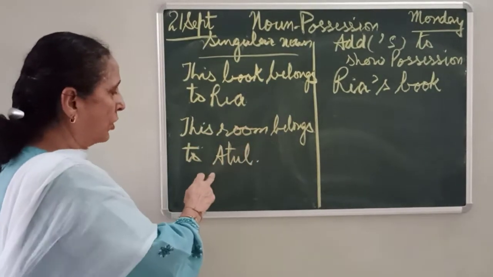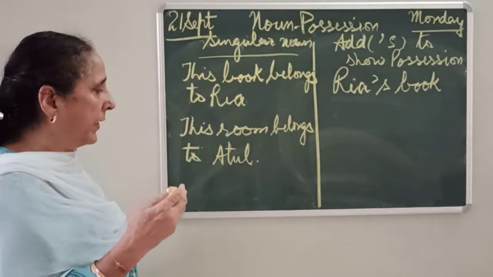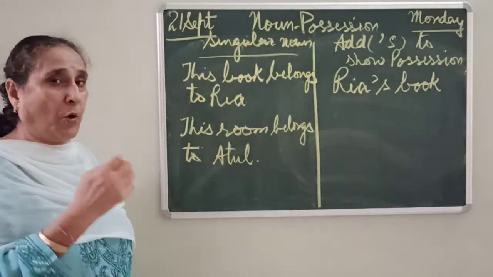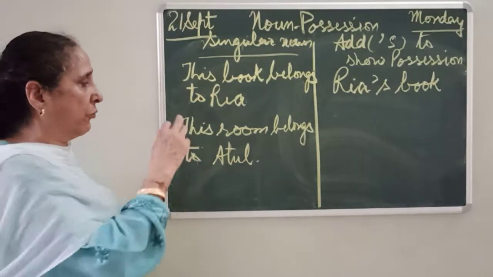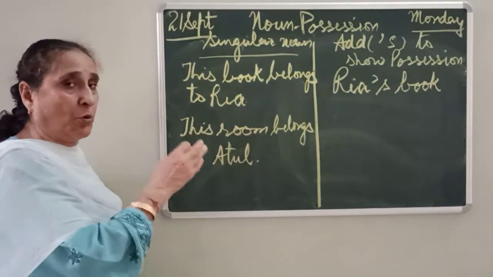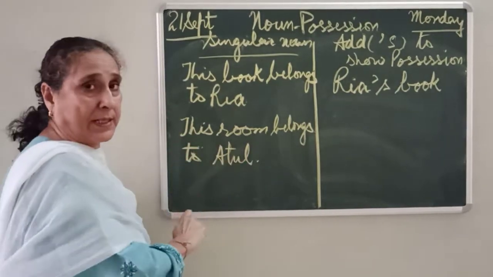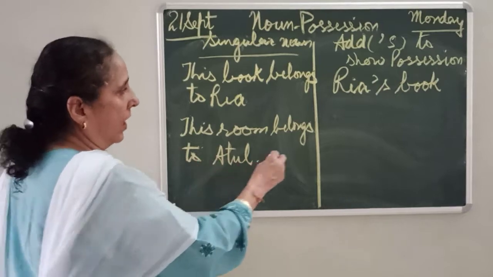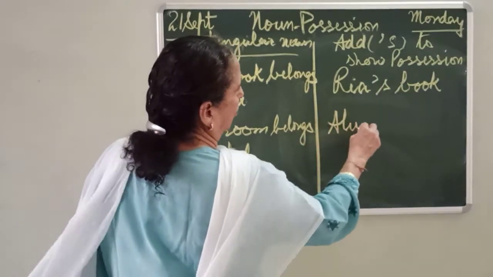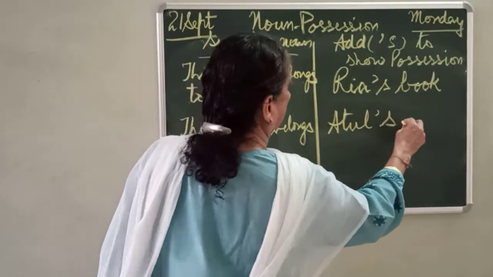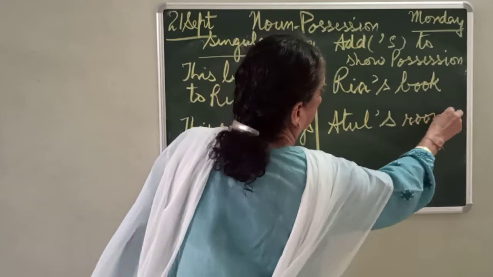This room belongs to Atul. Now keep in your mind, whose room is this? You have to keep one thing in your mind: whenever you are writing, you have to listen and see whose thing this is. किसकी है ये? अतुल का रूम है. Show the possession like this: Atul's. This is Atul's room.